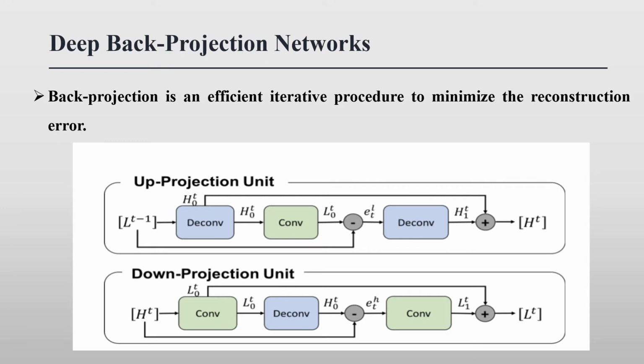This ETH is convolved with appropriate filter size to generate the new low resolution image. The low resolution image, that is L0T, and low resolution image by error, that is L1T, is combined further to generate the low resolution image at the last. The main thing that can be observed here is the reconstruction error is propagating from one layer to the other here, which helps in increasing the sampling rate and increases the super resolution features.